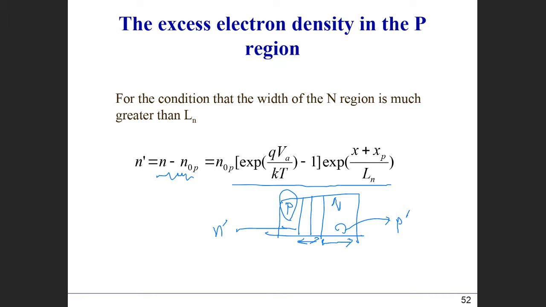This general equation represents the case when the contact on the P side is very far from this depletion edge. Then the carrier concentration is going to change with this exponential term, with this Ln, right? So that represents the excess electron concentration in the P region.